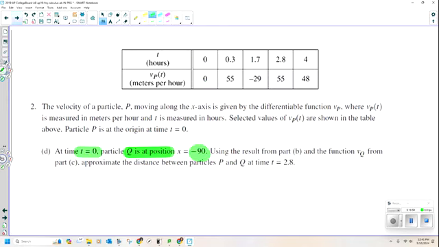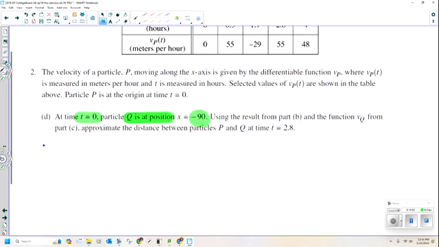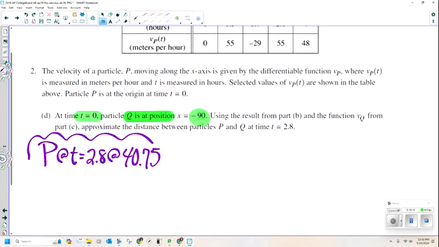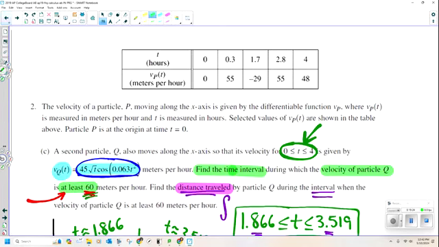So let's make a little note here. Particle P at time equals 2.8 is at 40.75. This is the thing we needed from part B. Now it's saying use the function from part C, so we are going to use this bad boy right here.